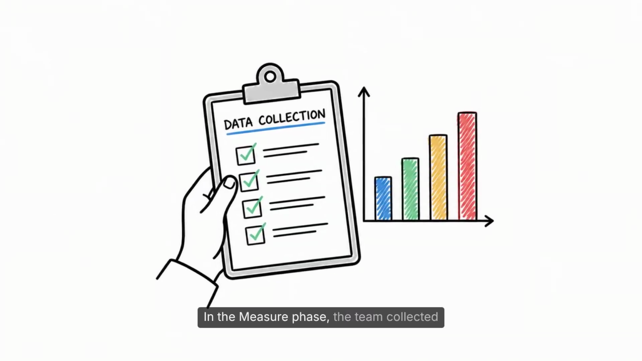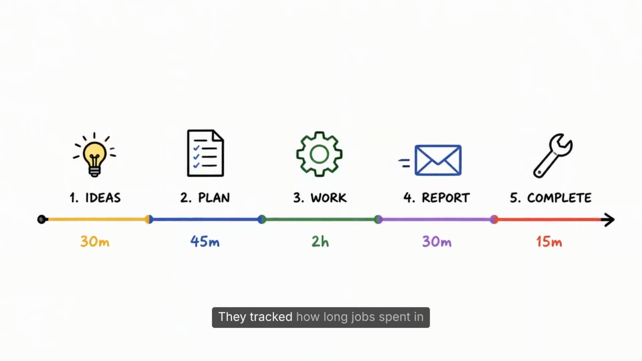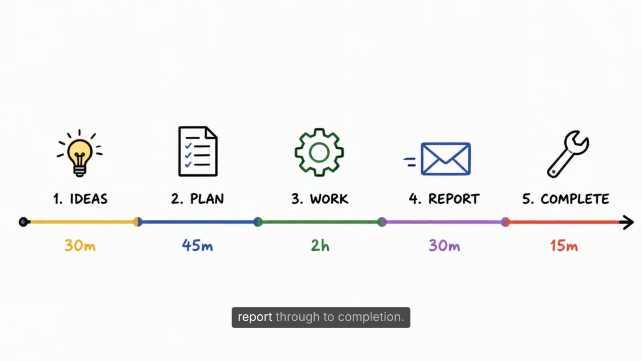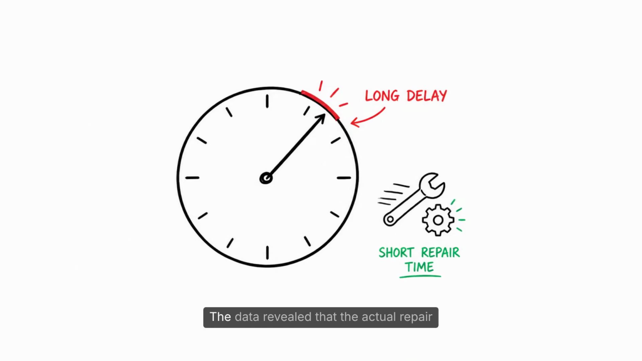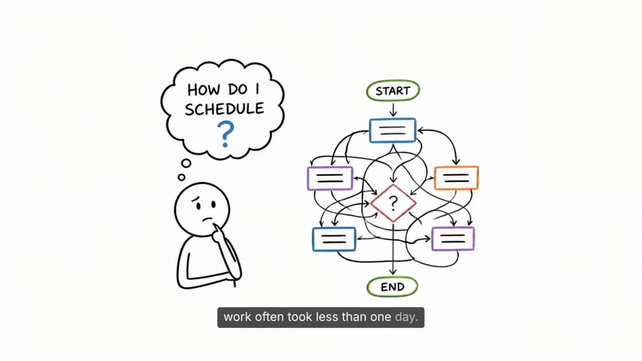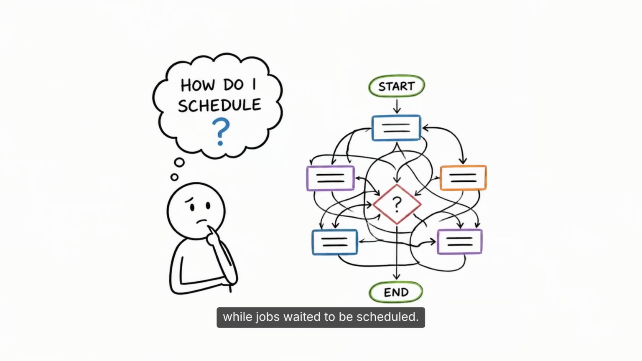In the measure phase, the team collected data on hundreds of repair requests. They tracked how long jobs spent in each stage of the process, from the initial report through to completion. The data revealed that the actual repair work often took less than 1 day. Most of the delay was occurring while jobs waited to be scheduled.